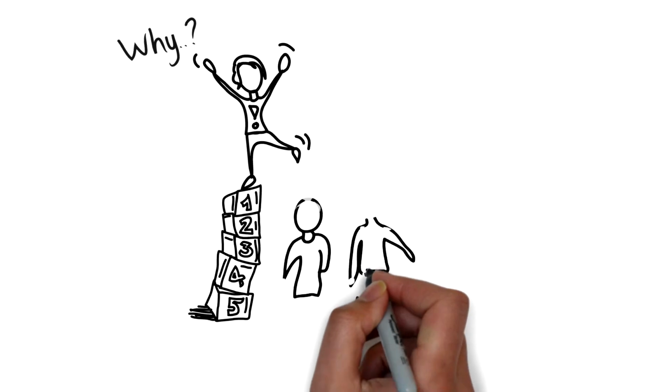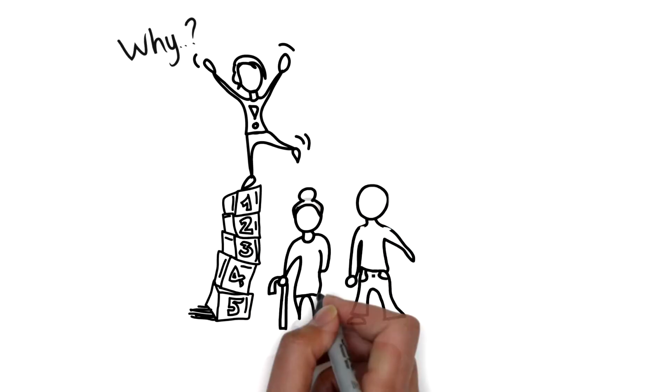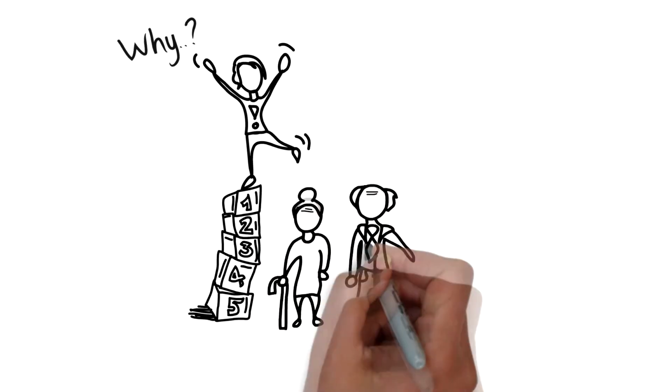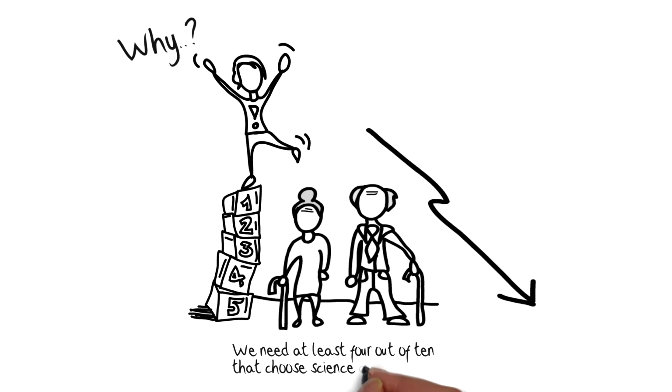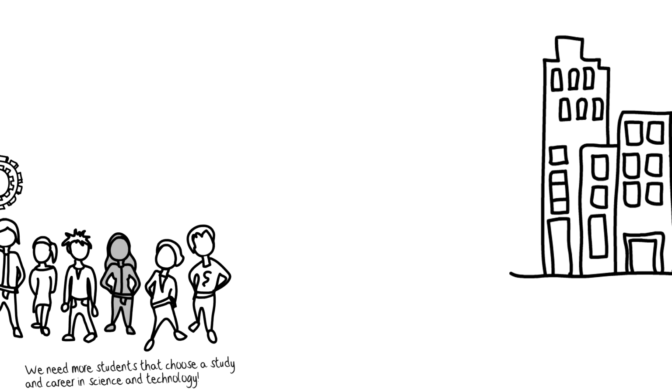To face up to the increase in aging population and the shortage of technically skilled personnel, 2 out of 10 students that choose a technical education is not enough. To keep our economy on top, we need at least 4 out of 10 that choose science and technology. That's a fact. How? Simple.